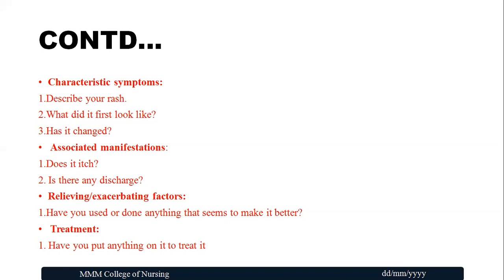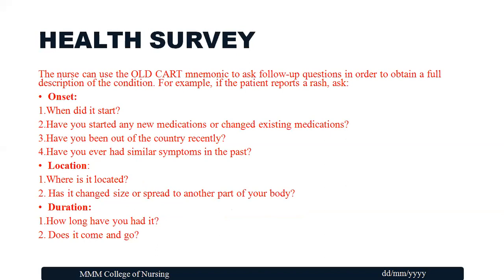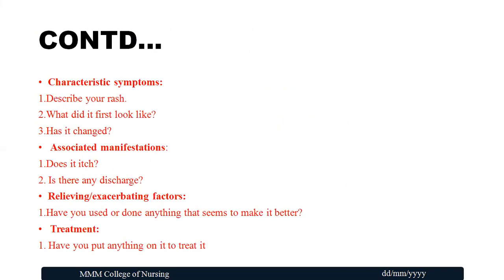So this is the OLD CARTS mnemonic method. You have to look for onset, location, duration, characteristic symptoms, associated manifestations, relieving and exacerbating factors, and treatment.